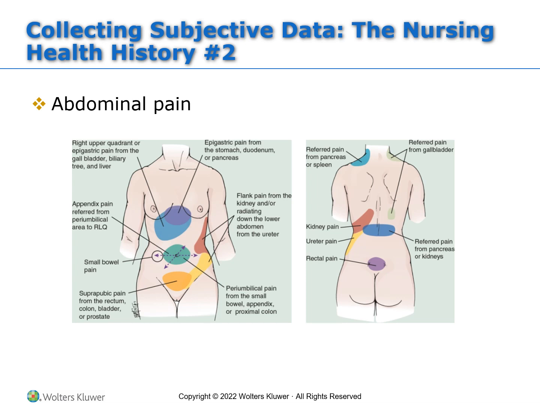So the location of the pain is an important clue, but it's not the only factor. But it can help indicate what organs are involved. For example, a lot of times pain in the right upper quadrant can indicate a problem with the liver or the gallbladder.